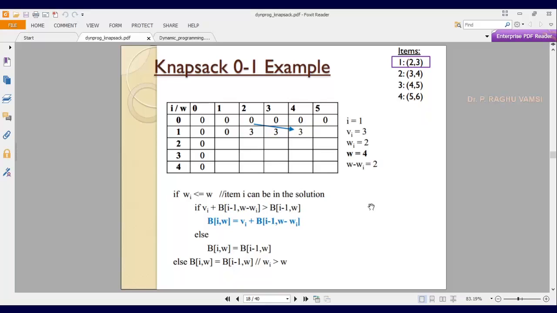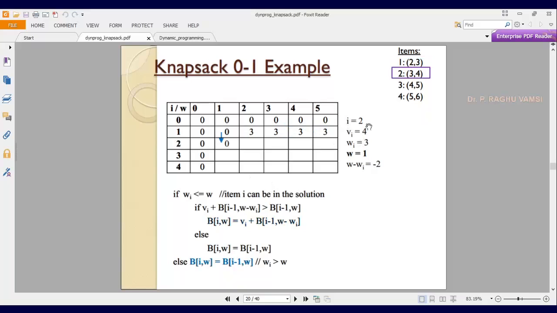Next, here also the same thing, because we are going to compare with the previous set here. All the values in the previous set are 0. So we don't find any improvement. So the same value 3 plus B of I minus 1 comma W minus Wi will be placed in the next stage, till the weight 5. Next, we are going to switch to the second item.